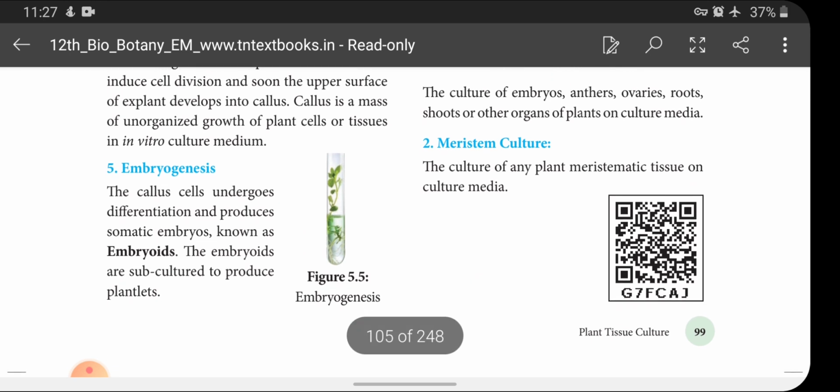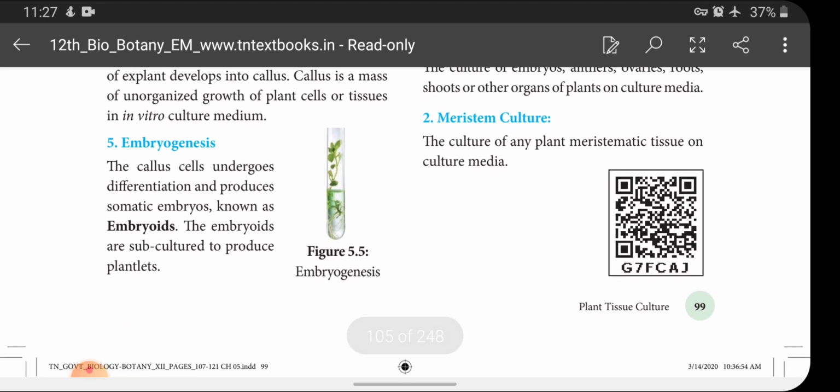Next one is meristem culture. The culture of any plant meristematic tissue on culture media. If we culture plant meristematic tissue on the culture medium, it is called meristem culture.